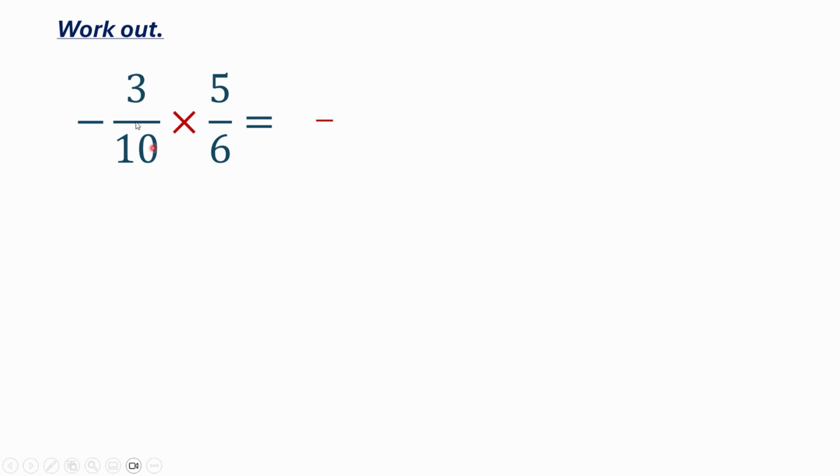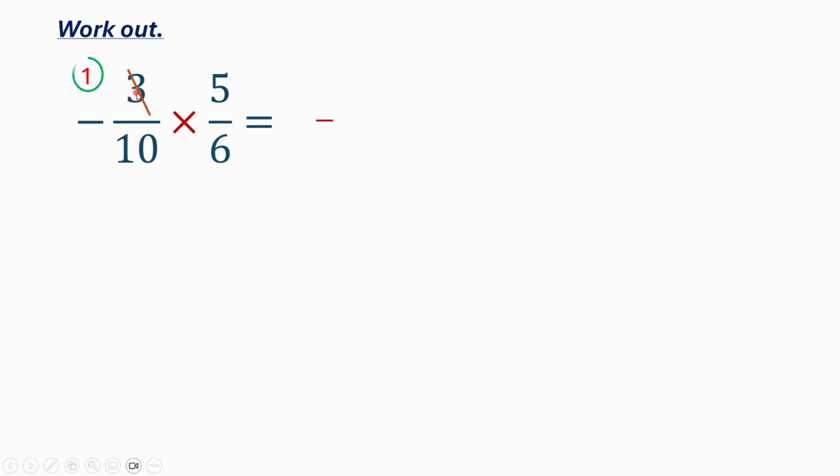Then the second step, I will search for simplifying any numerator with any denominator. I can do this if I have the multiplication sign here, not addition, not subtraction. I can simplify any number in the numerator with any number in the denominator. 3 and 6, I can simplify them by dividing both numbers by 3. I have to divide the 3 by 3 and the 6 as well by 3.